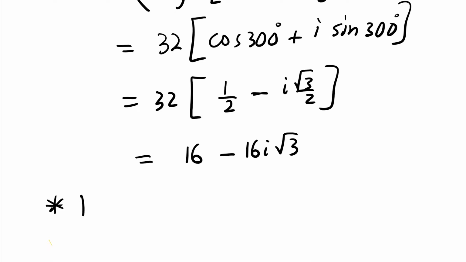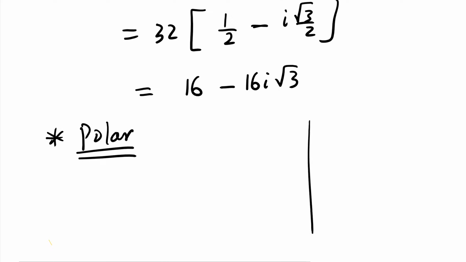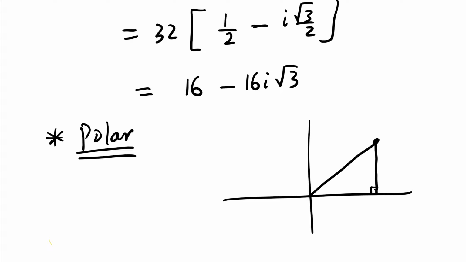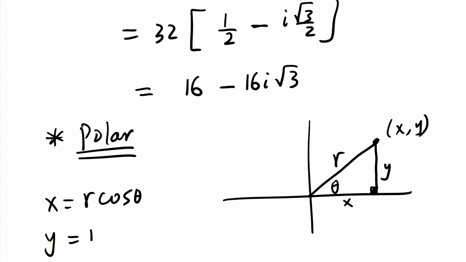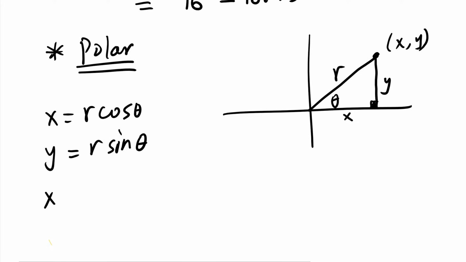Recall the polar stuff. Important to know, if you pick a point here, this would be xy, the point xy. We call this theta and r. If you look back in the notes, we proved x is r cosine theta, y is r sine theta. And also x squared plus y squared is r squared by the Pythagorean theorem.